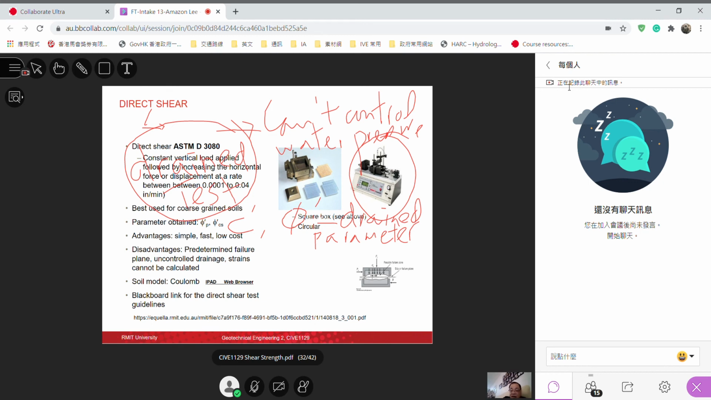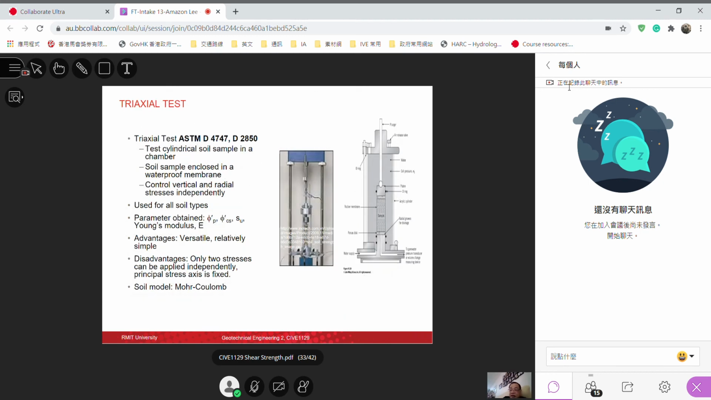While with the triaxial test, we can control the drainage path and the drainage valve, so we can do it as either a drained test or an undrained test. So we can find out the drained parameters under drained conditions.